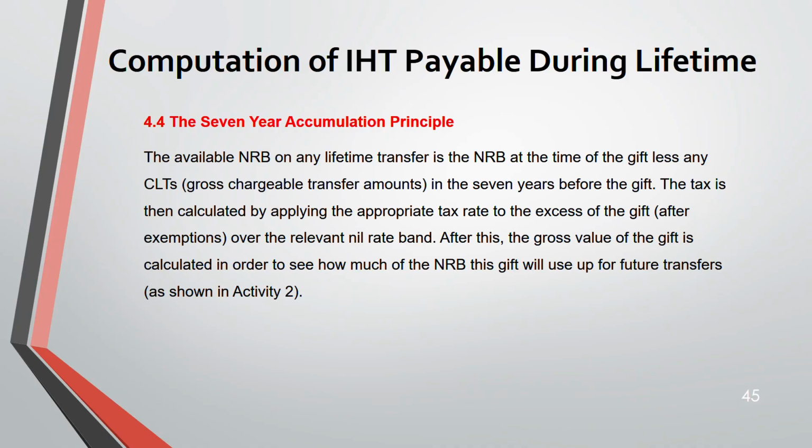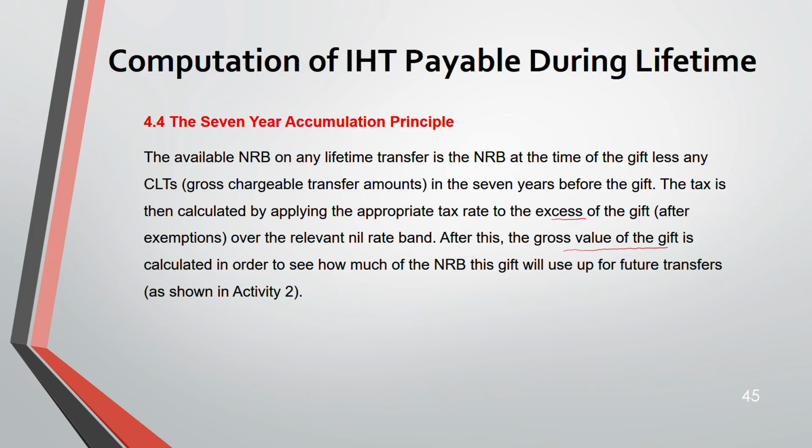So, the available nil rate band on any lifetime transfer is the nil rate band at the time of gift less any CLT in the 7 years before the gift. Then the tax is calculated on the excess after the exemptions and everything, and after the nil rate band has been deducted. After this, the gross value of the gift is calculated in order to see how much of the nil rate band this gift will use up for future transfers. You have to always keep the gross value of the gift. Calculate it and keep it ready.